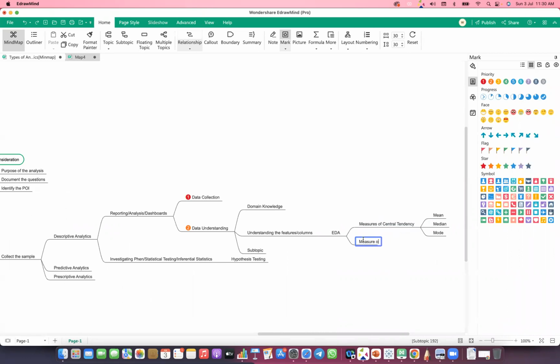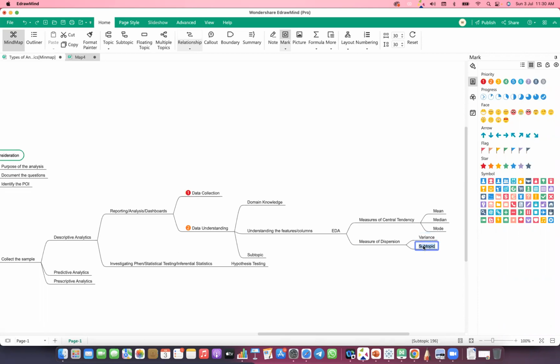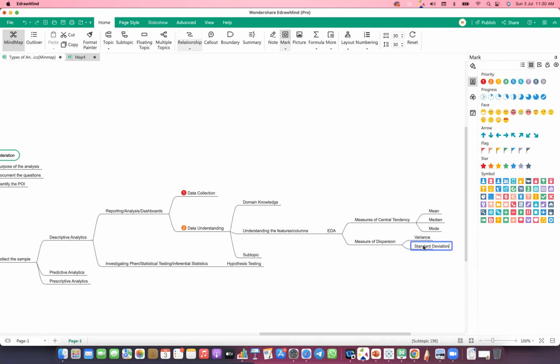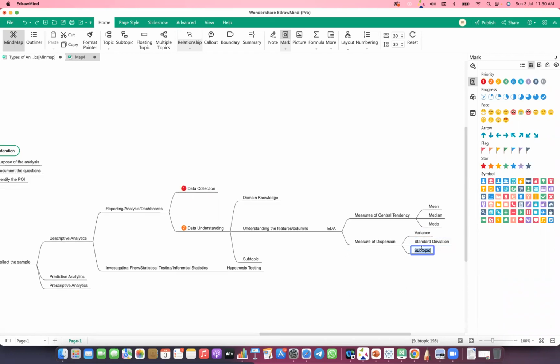Now apart from measures of central tendency, do we check for measures of dispersion? Is it required to check measures of dispersion? Yes. In that, again, we have variance, standard deviation, range, right? So we need to understand measures of dispersion.